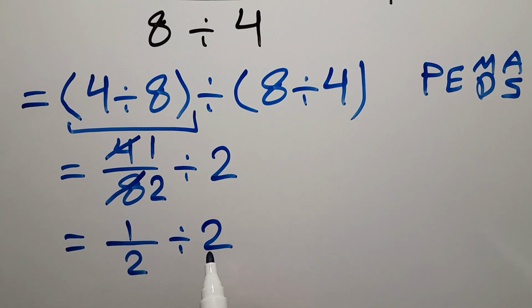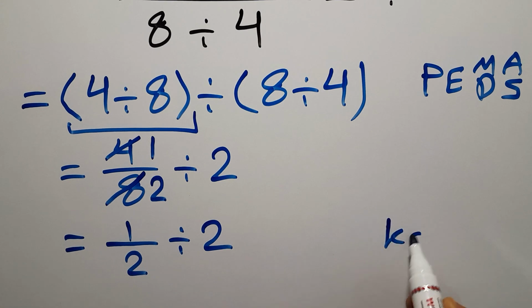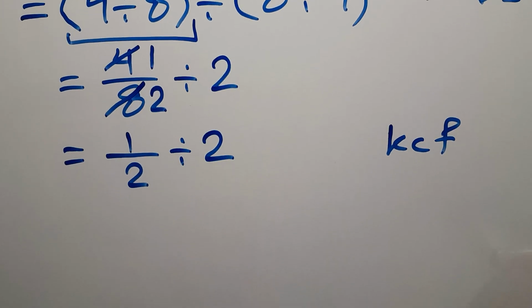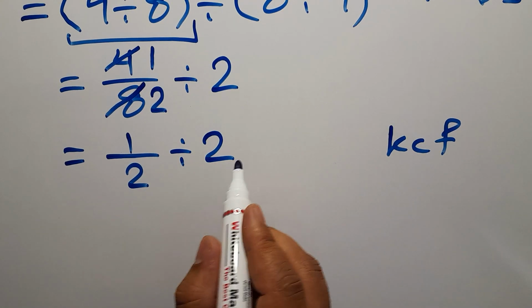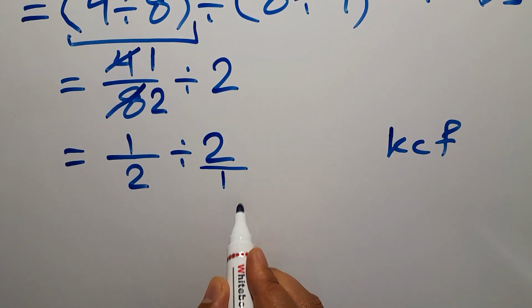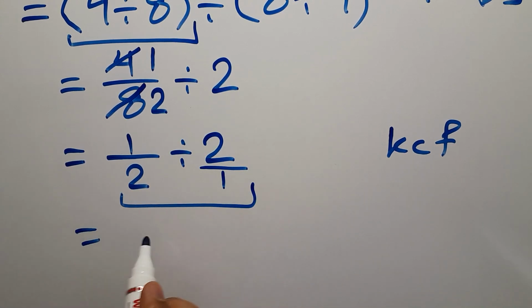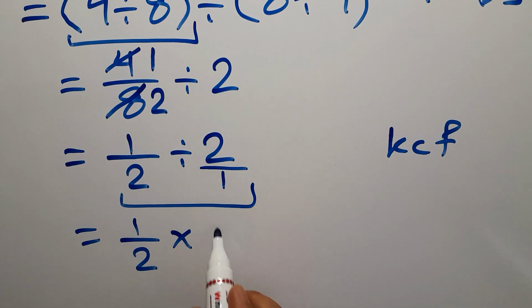Now, according to the KCF rule, K stands for keep, C stands for change, and F stands for flip. Keep the first fraction, change division to multiplication, and flip the second fraction. Our second fraction is 2 over 1. So we can write 1 over 2, then times 1 over 2.